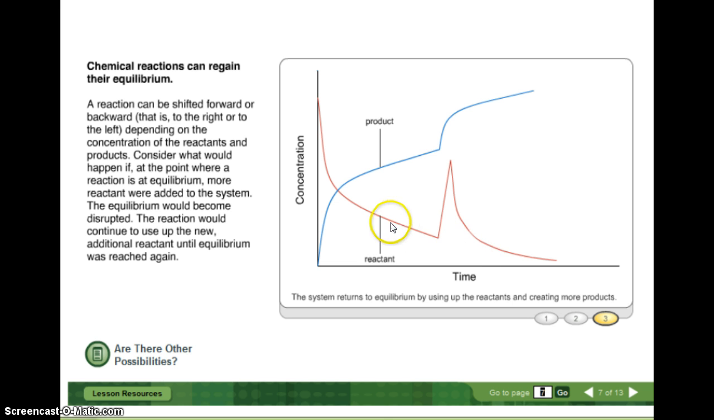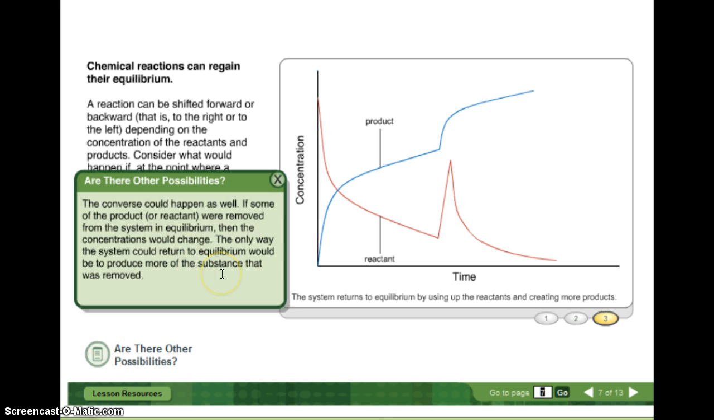So you can see it basically has that same slope as before, that same angle of your slope as before, and that's because, again, it reached equilibrium. The converse would also happen. If some of the product or reactant were removed from the system in equilibrium, then the concentrations would change. The only way the system could return to equilibrium would be to produce more of the substance that was removed.